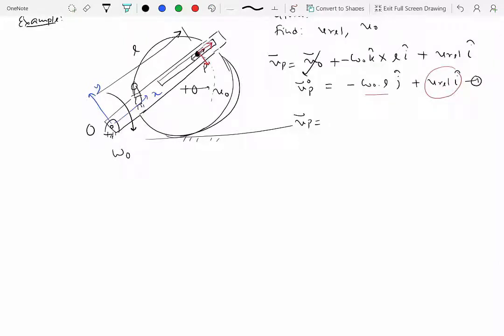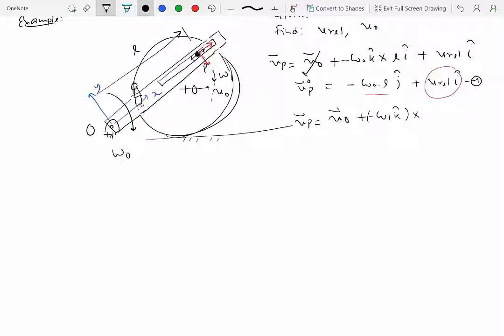So velocity of P can be written as velocity of O, which is not 0 by the way, plus whatever this angular velocity is. Let's call it omega 1. So omega 1 k hat, and clearly that's negative, so negative omega 1 k hat cross r of P, which is O.